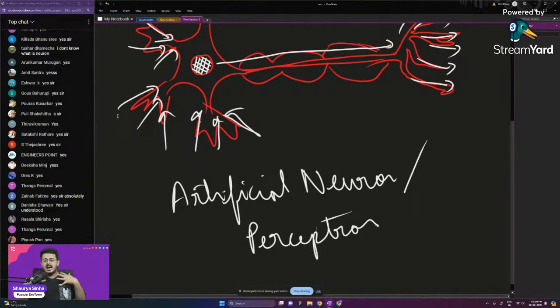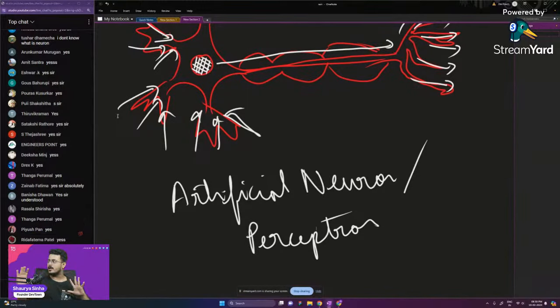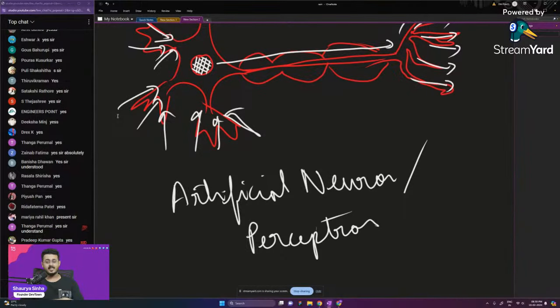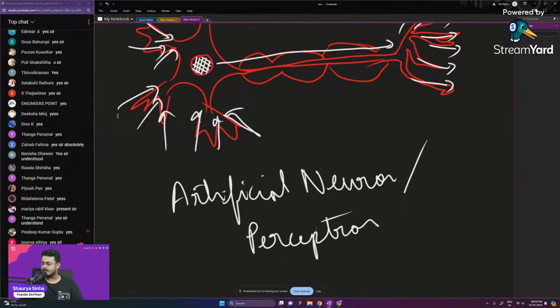Okay, so we have understood this. We need to create an artificial neuron and we'll call it a Perceptron. It looks like Megatron from Transformers, so I really like the name. If I have another kid, I'm going to name it Perceptron Megatron. It looks nice, right? So we need to create that.